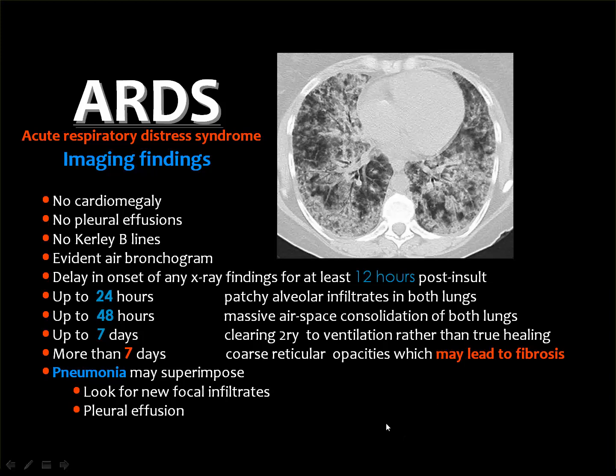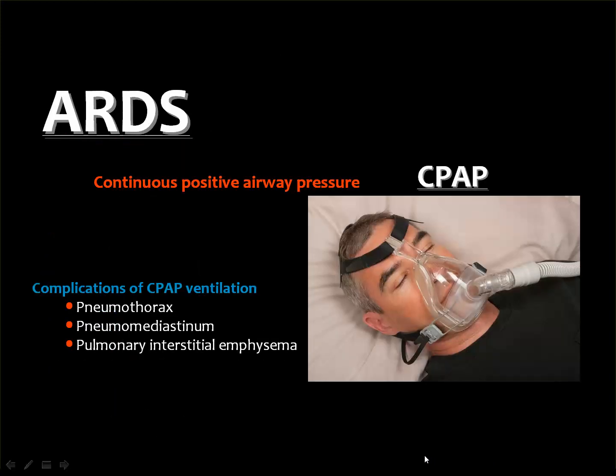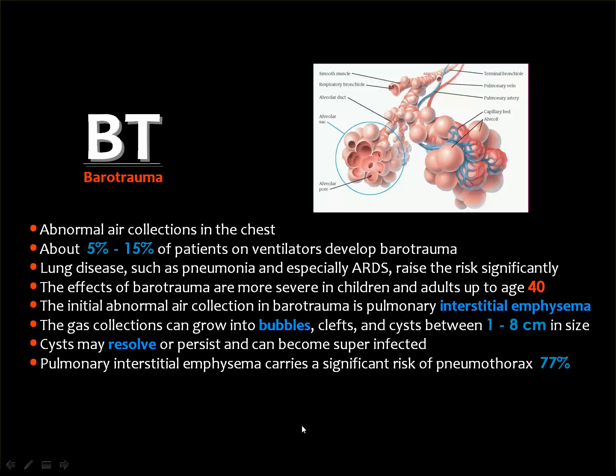In the course of the disease, pneumonia may be superimposed, and the suggestive findings for superimposed pneumonia in the imaging are the new appearance of other opacities, and the development of pleural effusion. These lesions may be subjected to continuous positive airway pressure ventilation, which is known as CPAP, and this ventilation carries some risk problems, which include pneumothorax, pneumomediastinum, and pulmonary interstitial edema.